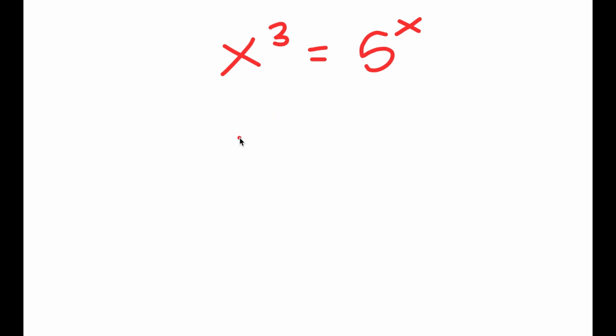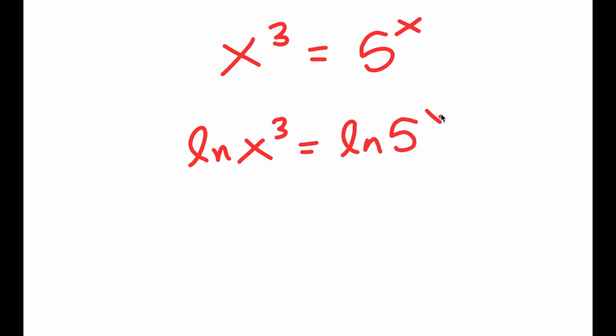And if you don't know what logarithms are, I recommend watching a video on them. But what I'm going to be using is the natural log, and I'm going to take the natural log on both sides. So I have ln of x to the power of 3 is equal to the ln of phi to the power of x.